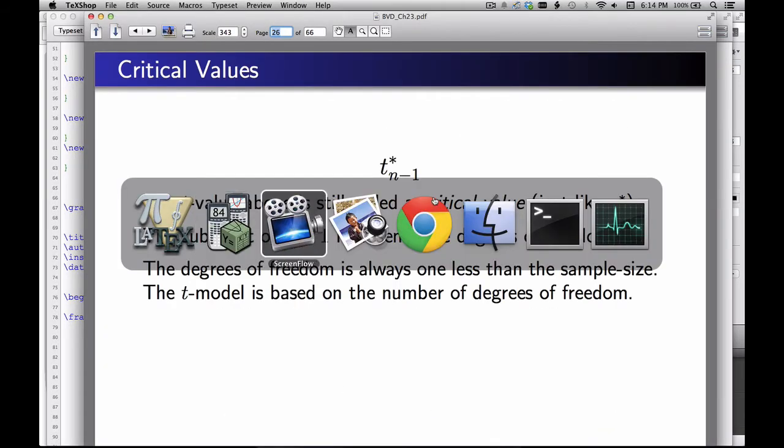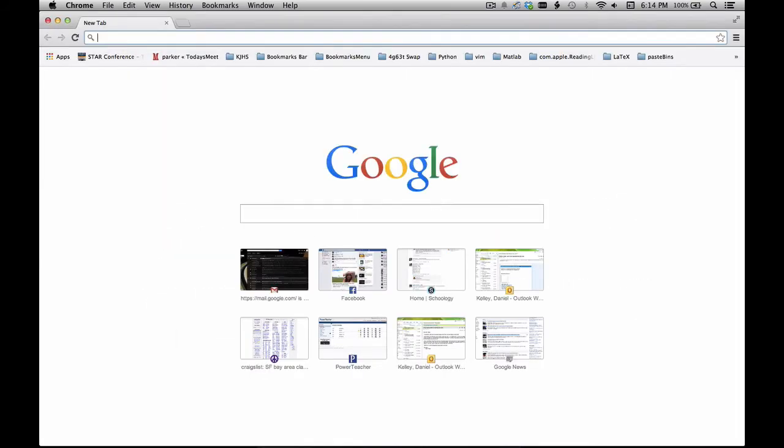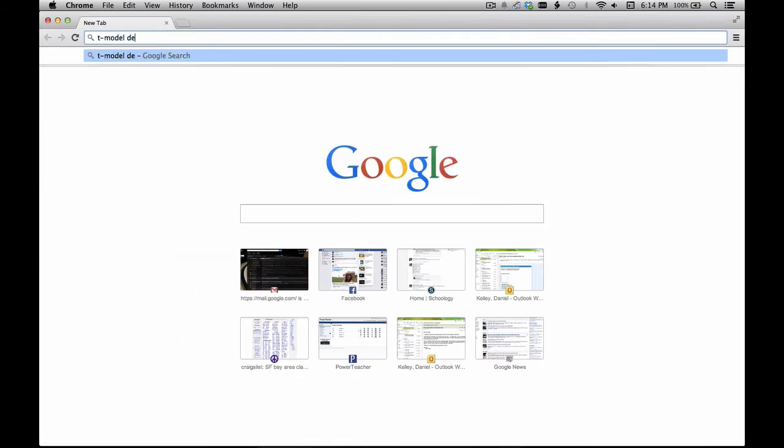Now let's just take a look for fun at the t model on something called Desmos.